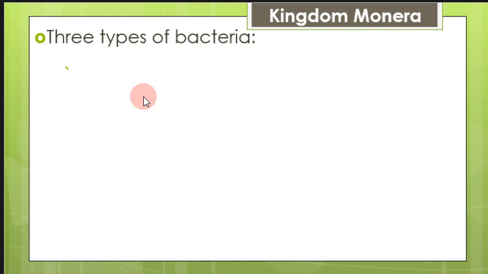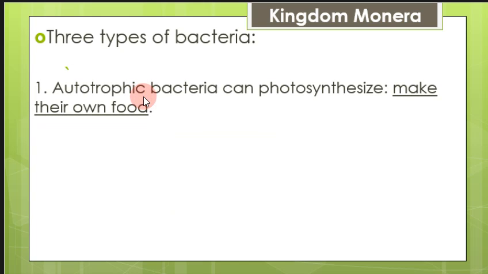All right, so let's see. There are 3 types of bacteria. This is one of your blanks. Number 1, autotrophic bacteria are able to photosynthesize. There are not a lot of them. There's one very important one that keeps being misnamed algae, but it's not algae, it's bacteria. We'll get to that one.